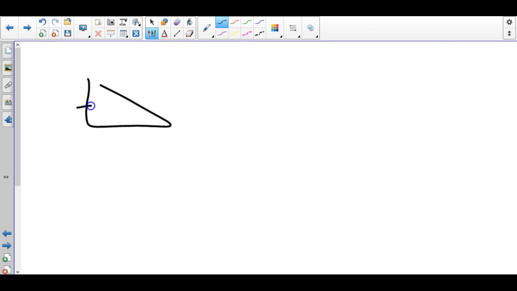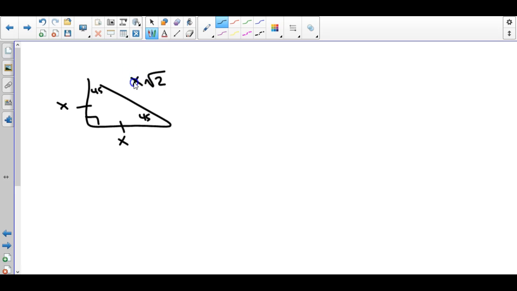In a 45-45-90, you have two congruent legs and you have a hypotenuse. So if my legs are both called x, my hypotenuse is roughly 1.4 times the length of this, which we're going to be calling the square root of 2.